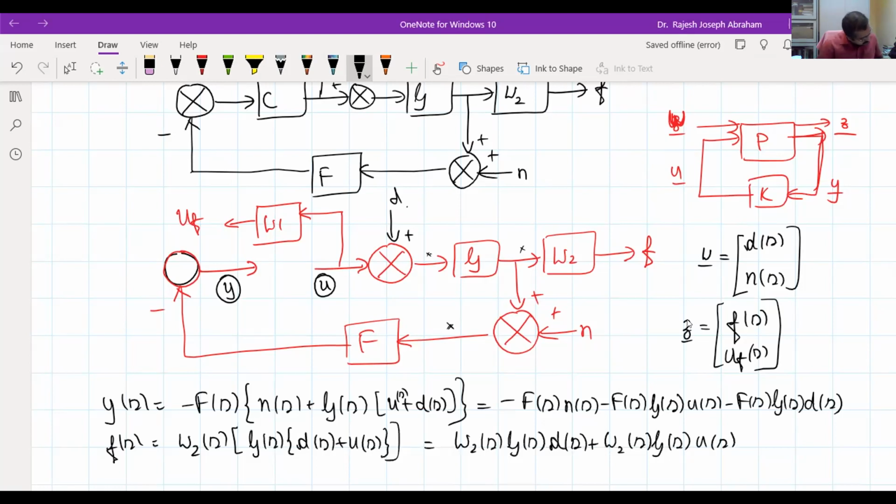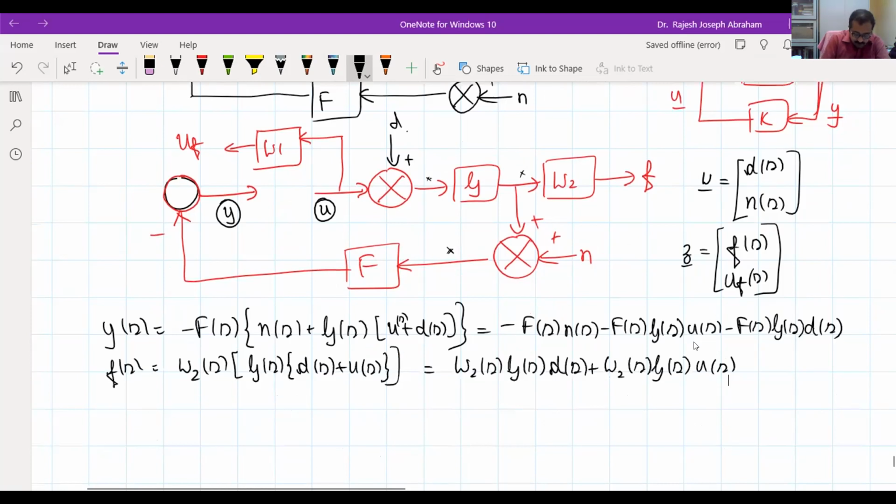Okay. Then what is the next exogenous input? It is UF(s). What is UF(s)? UF(s) is nothing but W1 into the signal at this point. What is the signal at this point? It is U, because this is a pick off point. If this signal is U, this signal will be U, this signal will be U. So I can write W1(s) into U(s). Okay, so these two signals constitute our regulated output Z(s).